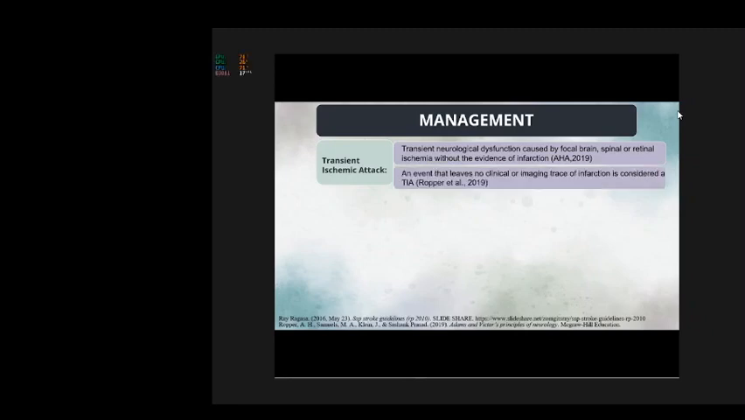For the management, what is transient ischemic attack? Transient ischemic attack is a transient neurological dysfunction caused by focal brain, spinal, or retinal ischemia without evidence of infarction. An event that leaves no clinical or imaging trace of infarction is considered TIA. Stroke is the sudden onset of focal or global neurologic deficit due to an underlying vascular pathology. In our patient, there is a gradual progression of the symptoms, and the restoration of his vision was quick, so I considered it a transient ischemic attack.